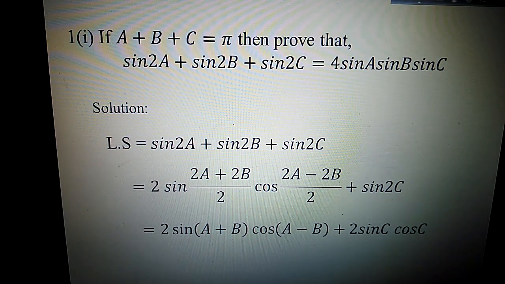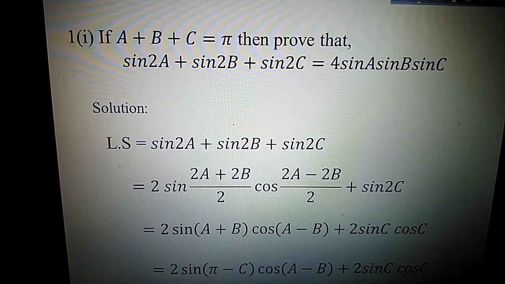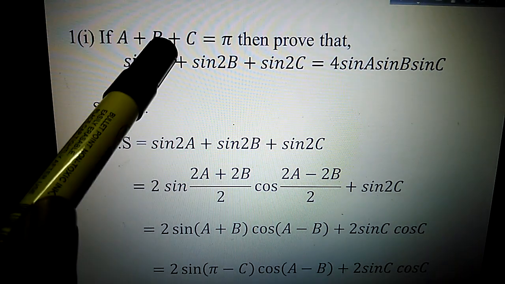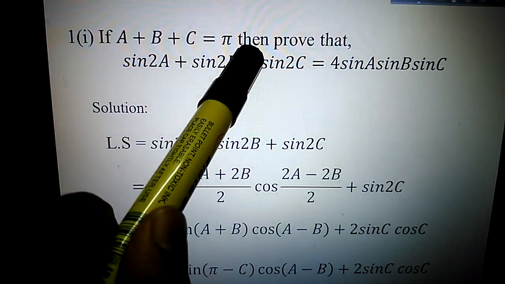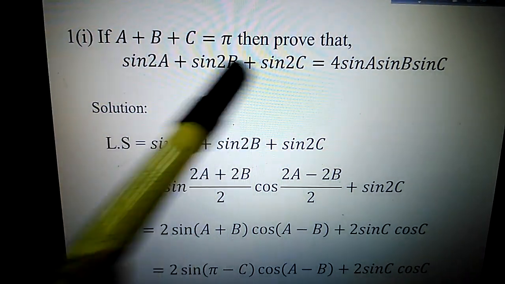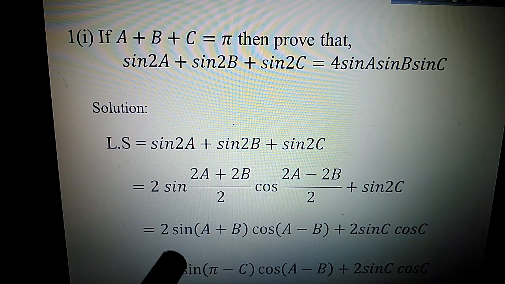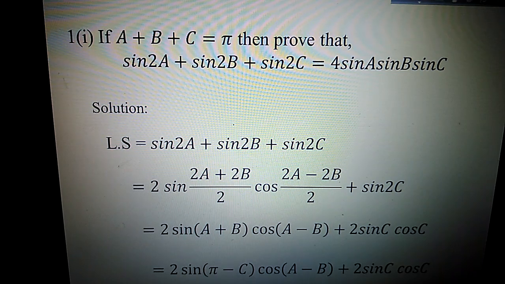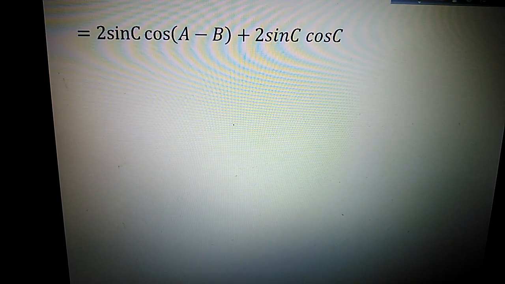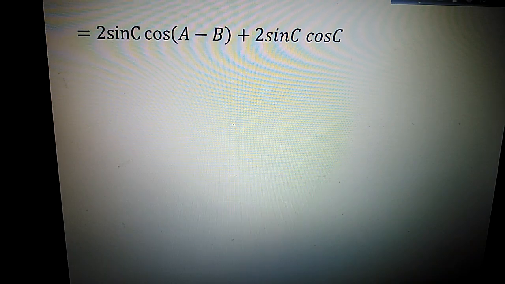Okay, the next line, we can write a plus b as pi minus c, because a plus b plus c is equal to pi. If we just change the side of c, then it becomes a plus b equal to pi minus c. We have done this. Sine (a plus b), instead of a plus b we write pi minus c. Here sine (pi minus c) means it is in the second quadrant, that's why sine (pi minus c) becomes sine c without changing any sign or ratio.